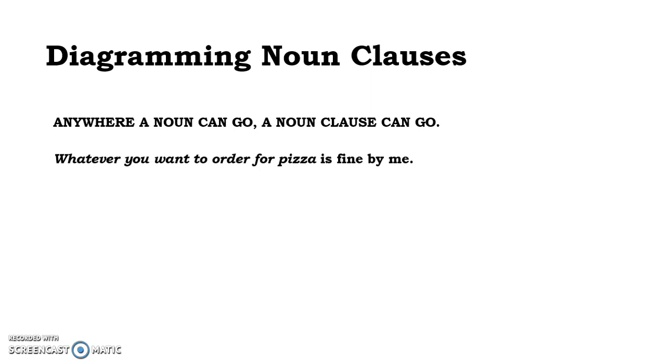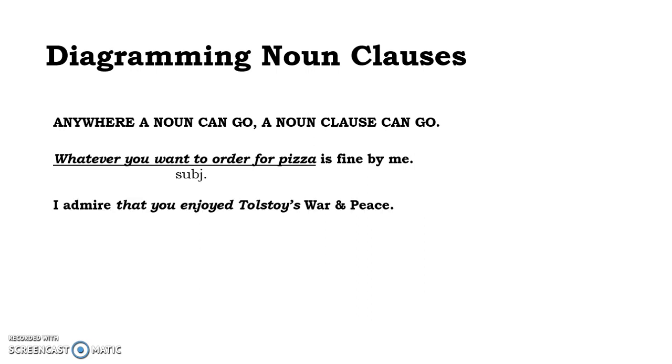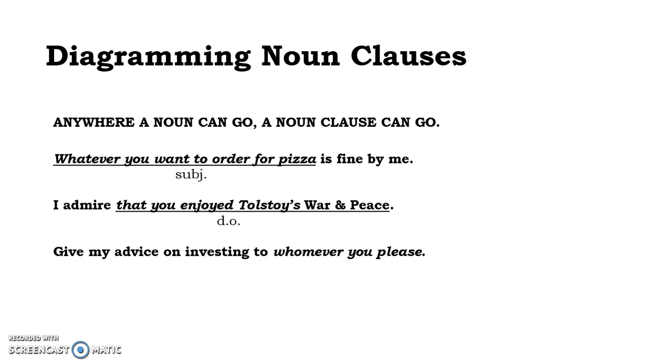Whatever you want to order for pizza is fine by me. That whole thing, whatever you want to order for pizza, that has a subject, you, verb, want, relative pronoun, whatever. The whole thing is the subject of that sentence. That is what is fine by me. I admire that you enjoyed Tolstoy's War and Peace. That you enjoyed Tolstoy's War and Peace has a subject, you, has a verb, enjoyed, an expletive, that. The whole thing is the direct object. It is what I admire.